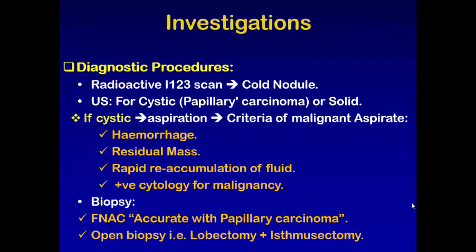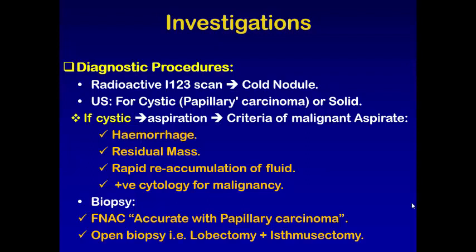About the investigations of thyroid tumor. The first group of investigation is to diagnose the tumor. We use radioactive iodine 123 scan. Usually it will show what is called a nodule. Ultrasound to visualize if it is cystic or solid. And if cystic, we should aspirate.